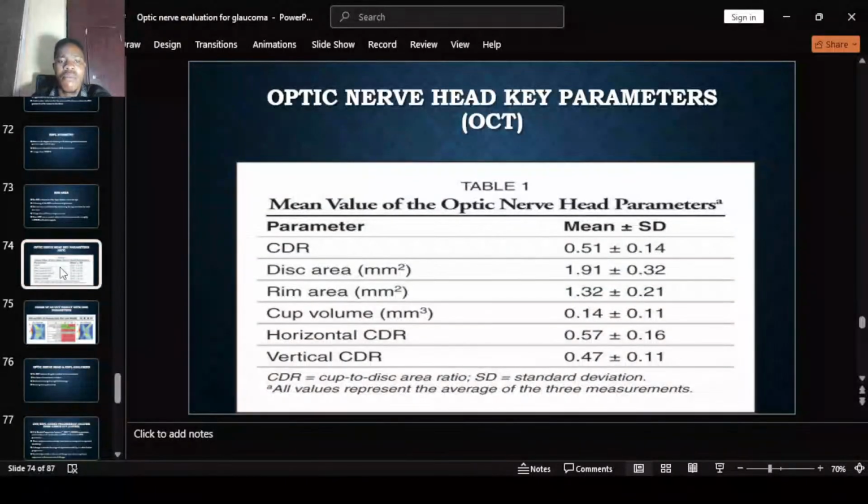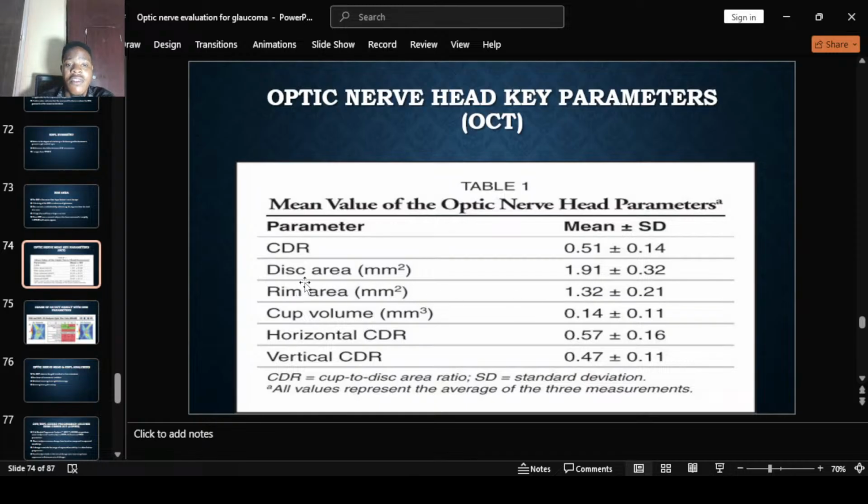Now this is a table showing these parameters and what we are expecting. You can see here that for the cup to disc ratio, we expect a cup to disc ratio of 0.51 plus or minus 0.14. We call this within normal range. But for Africans, if we see a cup to disc ratio of 0.5, we want to question why it is so, because the normal for Africans is 0.1 to 0.4.